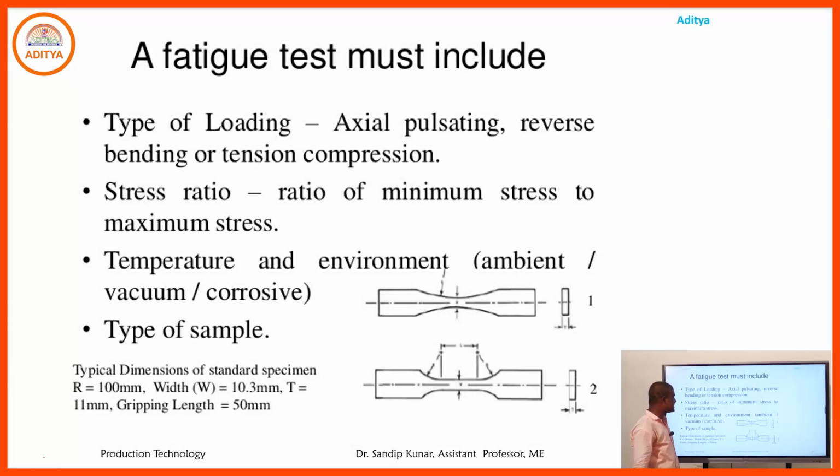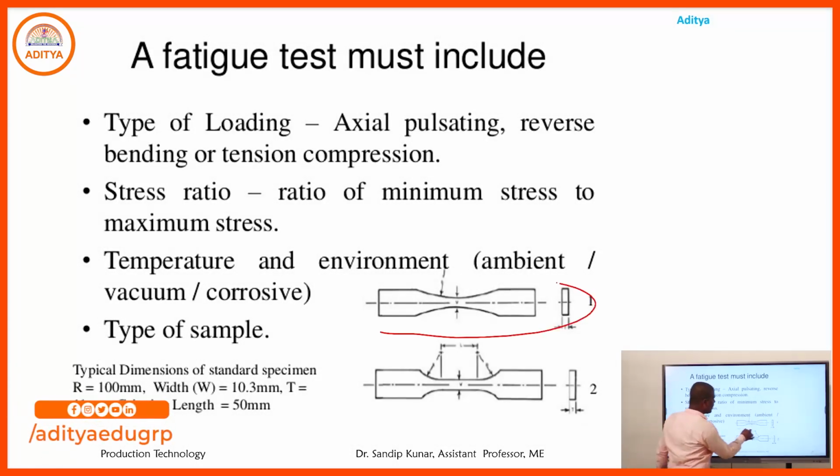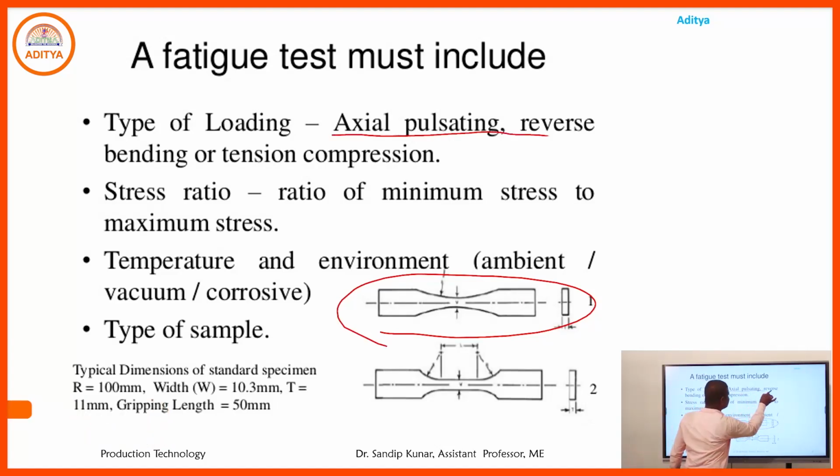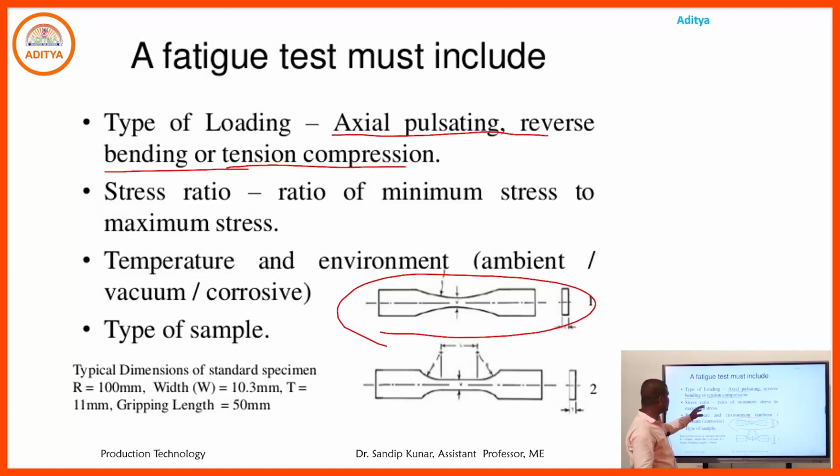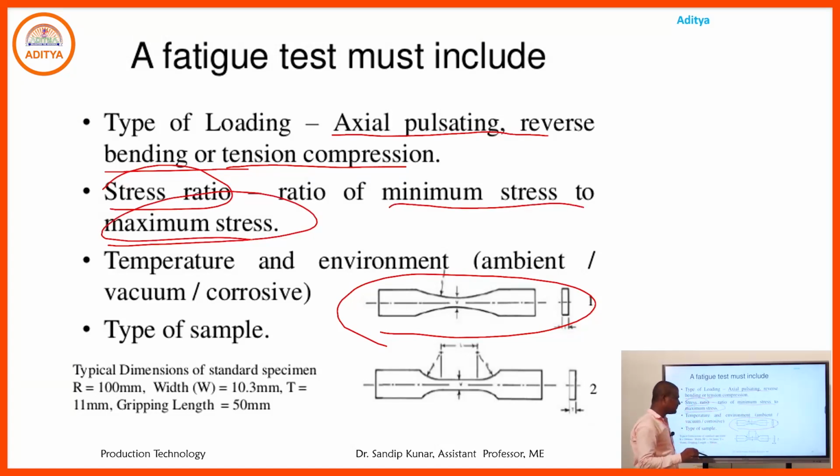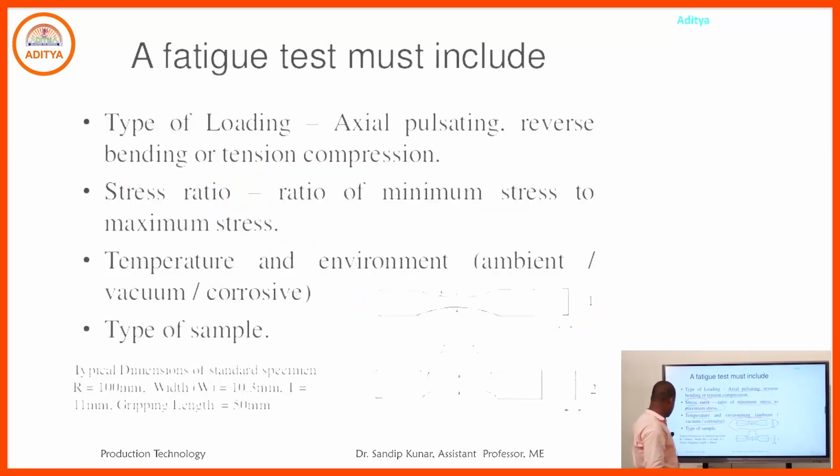For a fatigue test specimen, what type of specimen are we taking, and what type of loading? The type of loading is axial pulsating, reverse bending, or tension compression. So that type of loading we take. What is called the stress ratio? The ratio of minimum stress to maximum stress. Sometimes the test temperature and environment also affect the test, such as ambient, vacuum, or corrosive conditions. Based on that we perform the fatigue test.